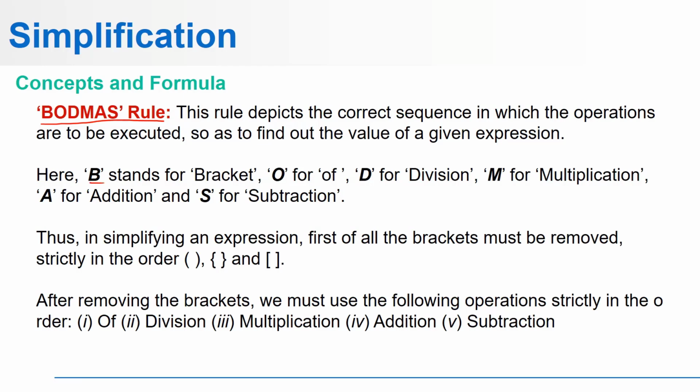Here, B stands for bracket, O stands for of, D for division, M for multiplication, A for addition, and S for subtraction. So whenever an expression is given, we have to go in this order. The first one is solving the brackets. In simplifying an expression, first of all the brackets must be removed.